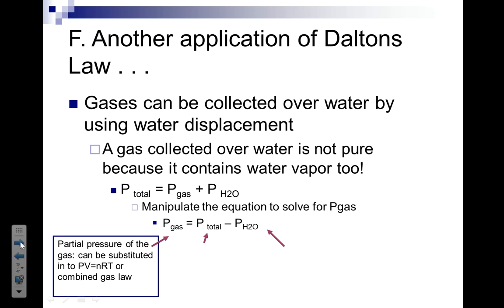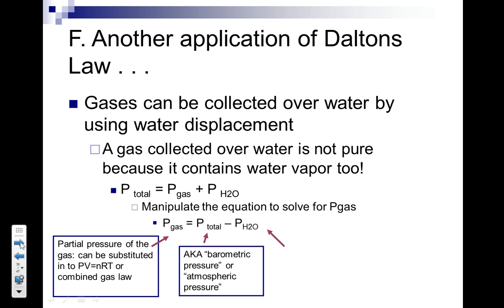Now, P total, that's going to either be called P total, obviously, or it could be called the barometric pressure or the atmospheric pressure. So we're going to look at some examples so that we can talk about how you would identify the total pressure.